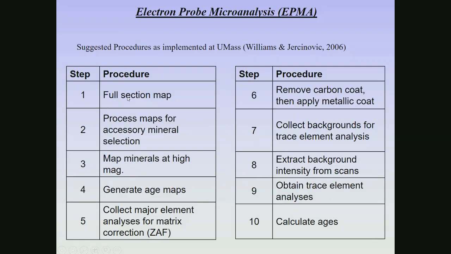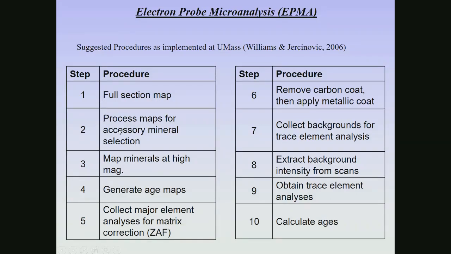The first thing they do is create a full section map using one of the major elements within that rock type. Maybe it's magnesium or calcium or iron, something that creates a full section map for you using the electron microprobe. This is done by an automated process with newer microprobes these days.